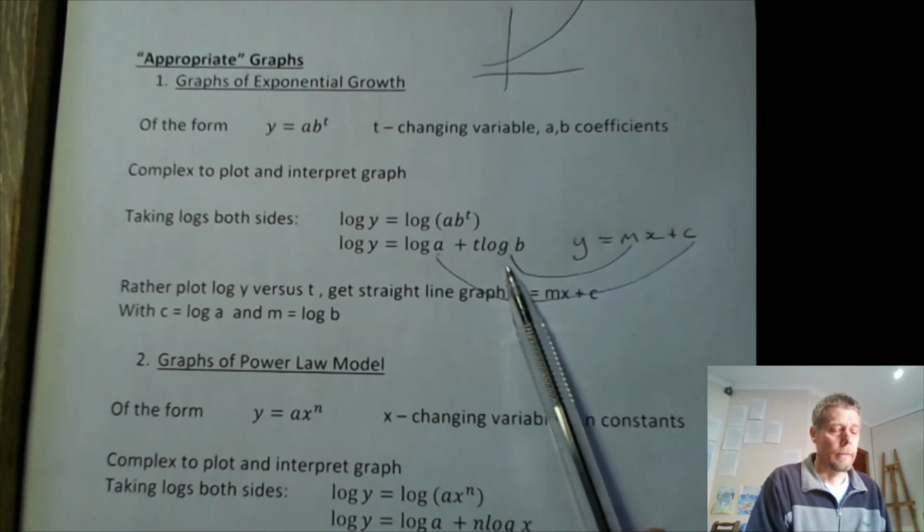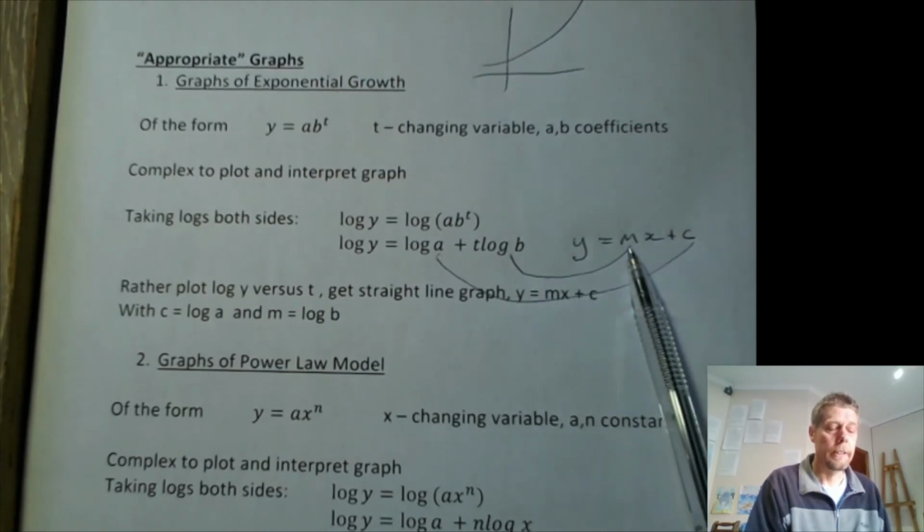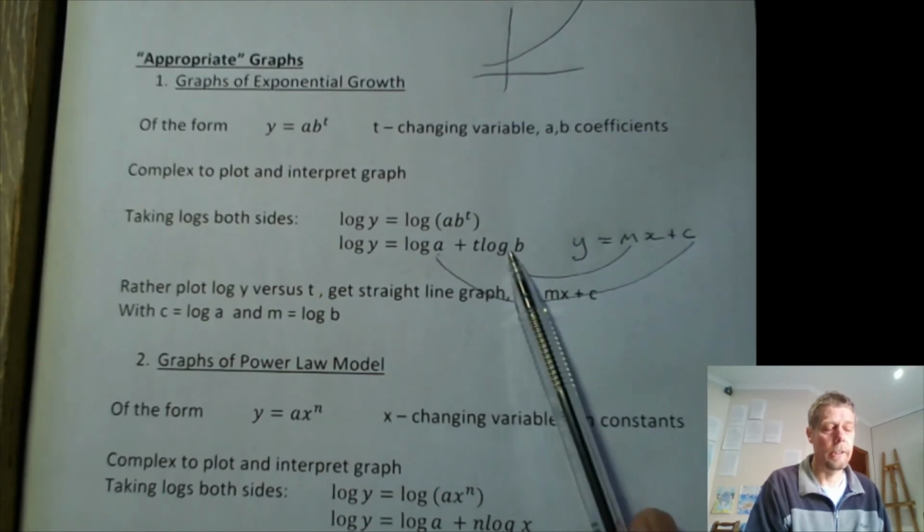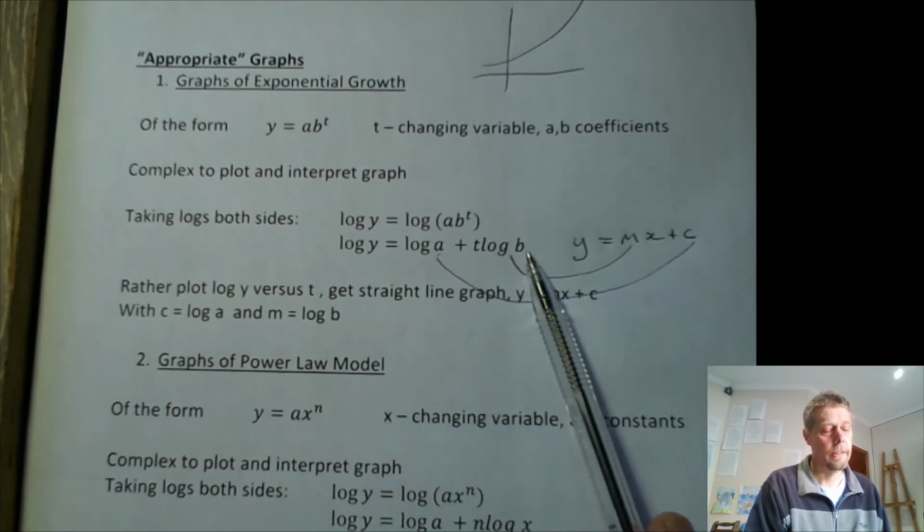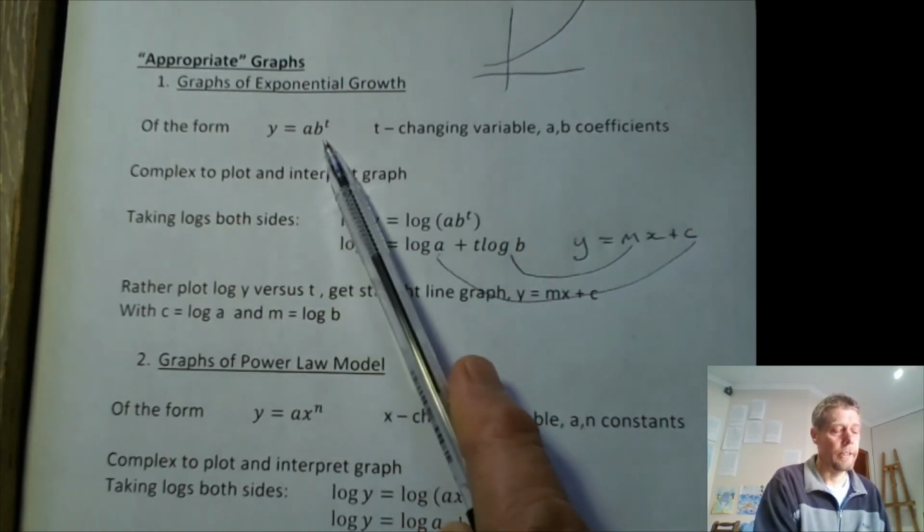Also, m equals log B. So we can work out m by looking at the graph. We get a value for m, we take that value and make it equal to log B, and there you go, we can find B. Now we have the equation of our exponent.